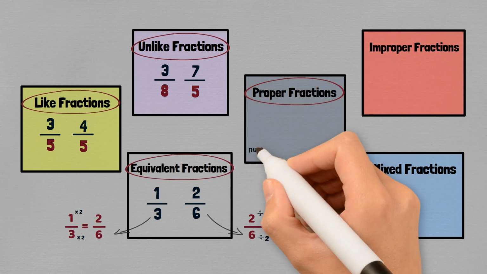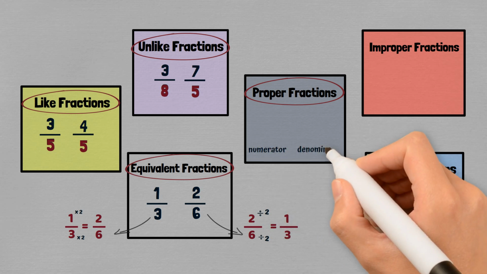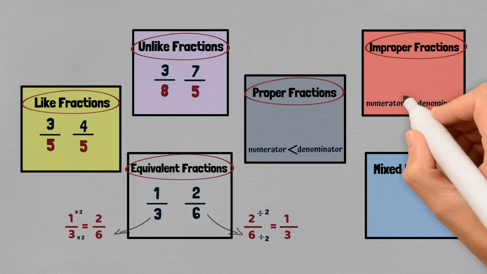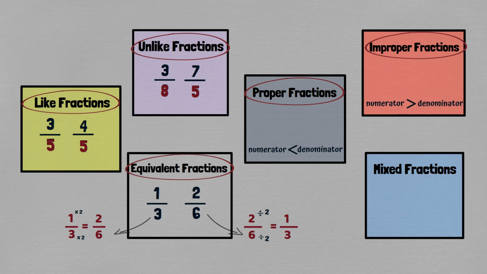If the numerator of any given fraction is smaller than its denominator, we say that the fraction is proper. And in the opposite case, when the numerator of a fraction is bigger than its denominator, we define the fraction as improper. 1 over 2, 5 over 6, 31 over 32 are all proper fractions. 8 over 7, 25 over 9, and 3 over 2 are all examples of improper fractions.